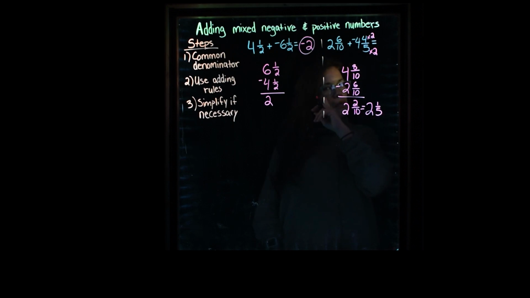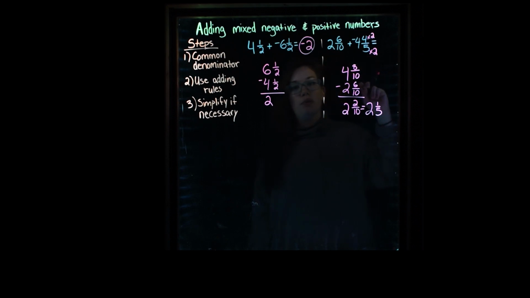Now, I need to know what sign my answer is going to get. So I look at the problem and I look for the bigger absolute value, which is negative 4. So my answer is going to be a negative. And it's going to be a negative 2 and 1/5.